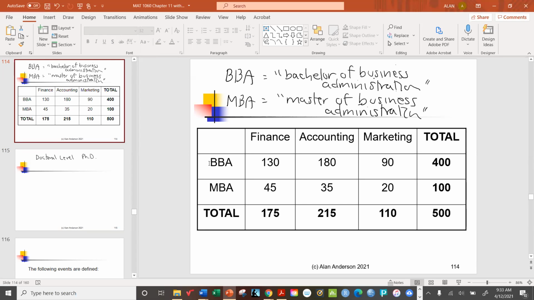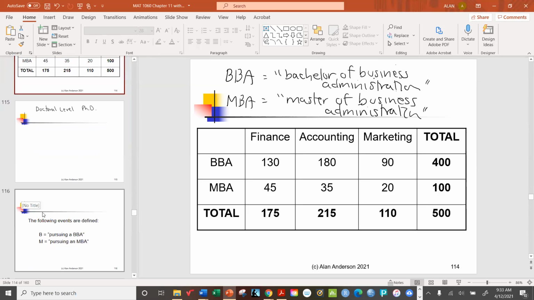You've got all these, in this first row, these are all college students who are getting a bachelor's degree in business administration. And down here, these are what we call graduate students who are getting their MBA in these different disciplines. And of course, you can see we've got the three majors, which are finance, accounting, and marketing. So everybody in this table, everybody in this business school, of which there are 500 students, has to fall into one of these categories.